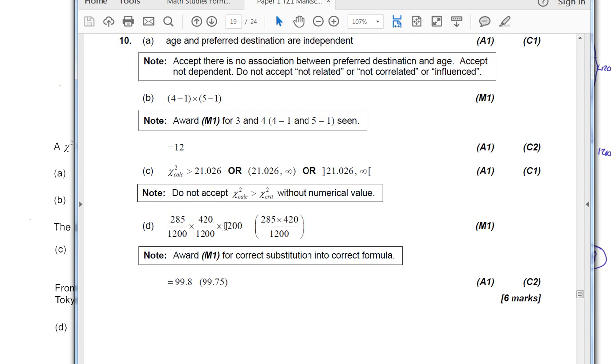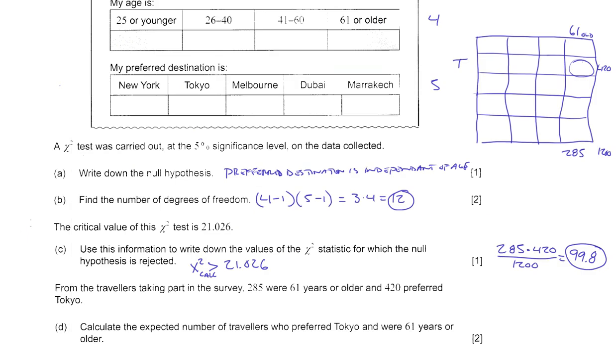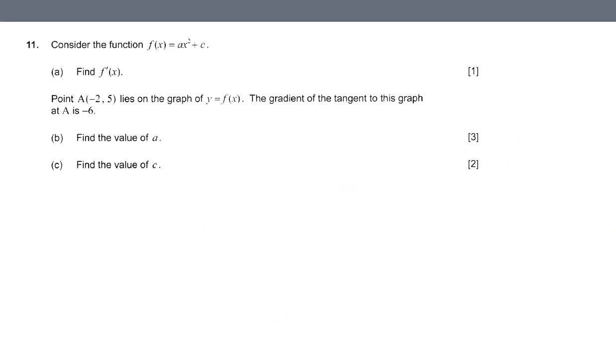Oh, wow. Oh, here we go. This is what we use. 285 times 420 divided by 1,200. Award M1 for correct substitution into the correct formula, which is, we did this one. And that's fine. And then also we got our other point for getting our 99.8, right? Which was rounded from 99.75. Okay. All right. So we're good on that one as well. Moving on to number 11, which we cannot see because we scrolled it down.